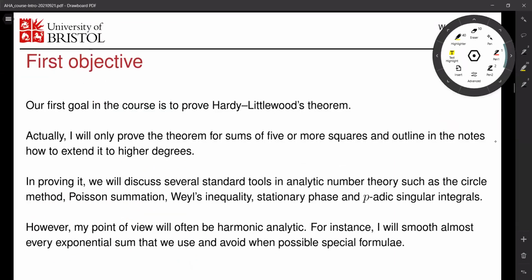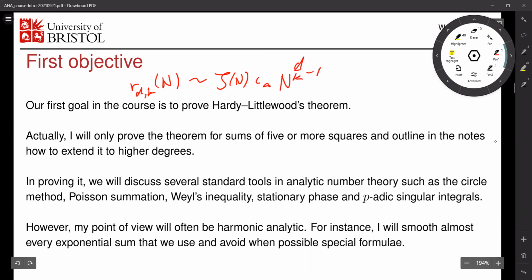Great. So our first goal is to prove this Hardy-Littlewood theorem, that the number of representations is asymptotically, what was it? Some constant, depending on n, times some factor, times n to the d over k minus 1. This asymptotic just means there's some lower order term that is smaller than this right-hand term, okay?